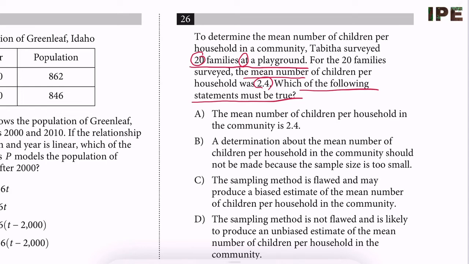Okay, why? That's right. Sometimes you have to know the reason, not because of sample size, but because they chose the playground. Who uses a playground? Most of the children and their parents use the playground, right? That means their parents definitely have a higher chance of having more children. That's why it's biased, because they surveyed at the playground. So the answer is C.